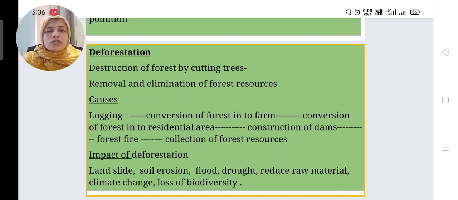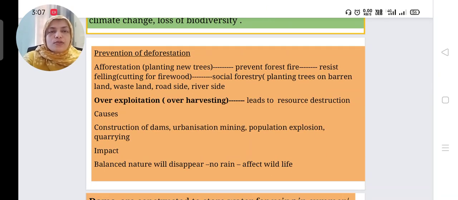Then we have to check the impact of deforestation. After effects: landslide, soil erosion, flood, drought, reduced raw materials, climate change, loss of biodiversity. That we have already studied in the case of timber extraction also. Landslide will happen, soil erosion, flood, drought, reduced raw material from the forest, then climatic change will happen, and we lose our biodiversity also. Then how can we prevent it? How can we reduce deforestation?